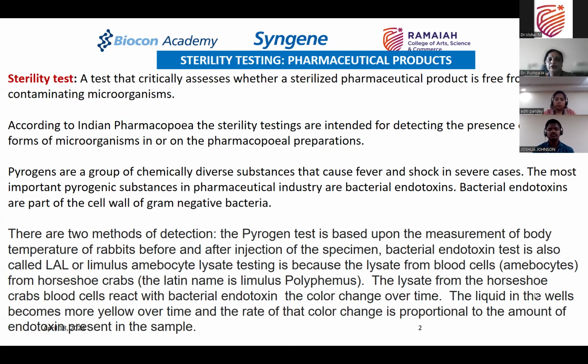According to the Indian Pharmacopoeia, sterility testings are intended to detect the presence of viable forms of microorganisms on pharmacopoeial preparations. What is the meaning of viable form of microorganism? Deepika, can you let me know what is the meaning of viable form of microorganisms? According to the Indian Pharmacopoeia, sterility testing is intended to detect the presence of viable forms of microorganisms. What does it mean?